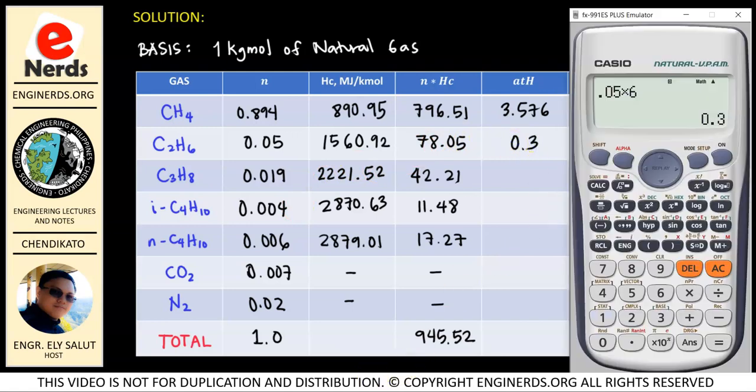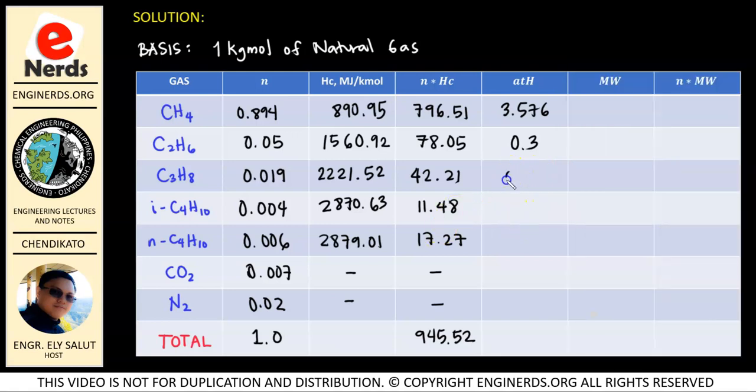How about our propane? So for our propane, we have 0.019. Multiply this to the number of hydrogen. How many hydrogen we have? 8. So multiply this by 8. We have 0.152.